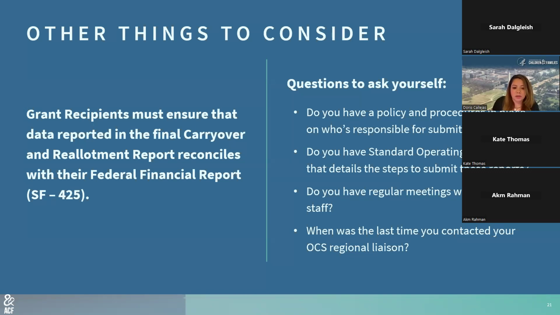So some questions to ask yourself are, do you have a policy and procedures in place on who is responsible for submitting these reports? Do you have an SOP that details the steps to submitting these reports? Do you have regular meetings with your fiscal staff? As I mentioned before, this is the key to having a successful program and ensures that the data you're submitting is accurate. And when was the last time you contacted your OCS regional liaison? We are here to support you. So if you have any questions or if you are in that percent range, please reach out to us. We can help you. We can support you. Again, we want these funds to stay with the community and the people that need it the most.